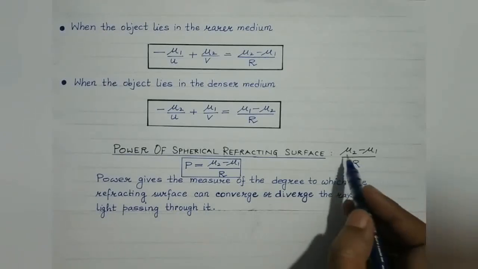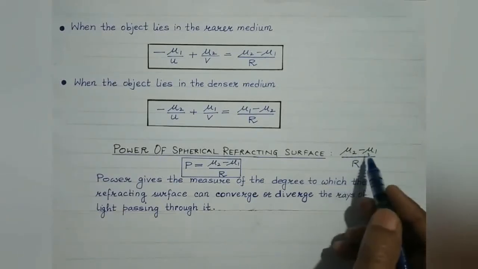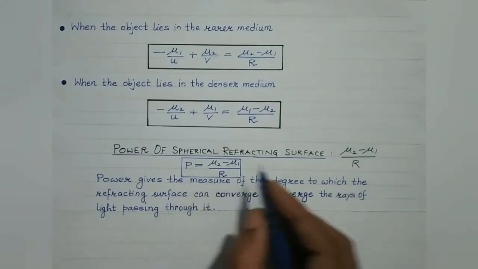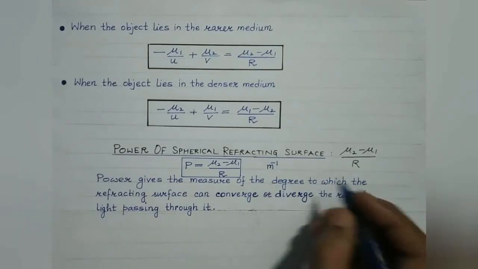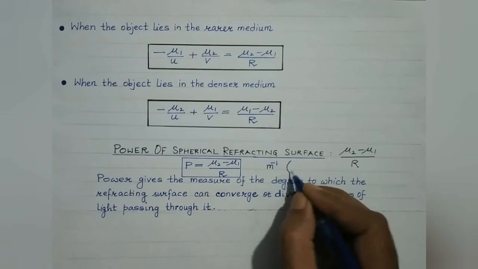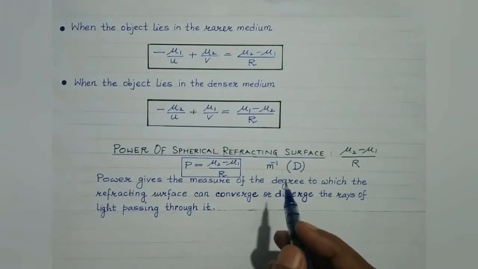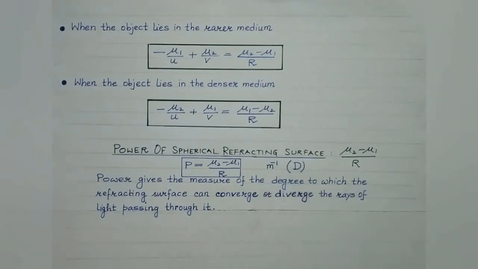And students, look, refractive index does not possess any unit. It's the ratio of two similar physical quantities, isn't it? While radius of curvature, its SI unit is meter. So the SI unit of power is meter inverse. And meter inverse is also known as diopter, which is represented by capital D. So the SI unit of power of a refracting surface is meter inverse or diopter.